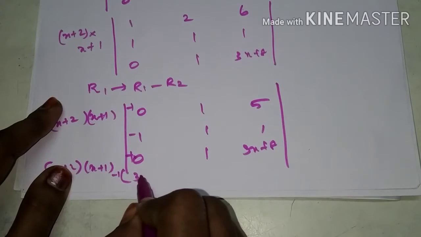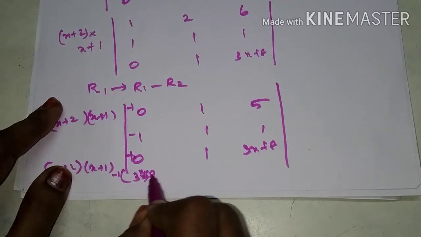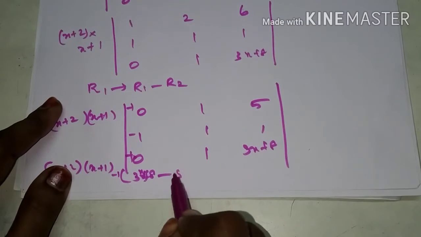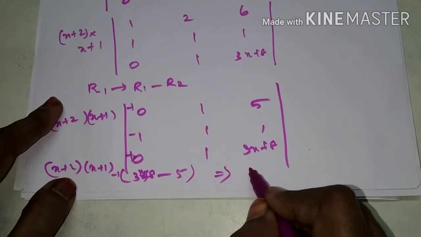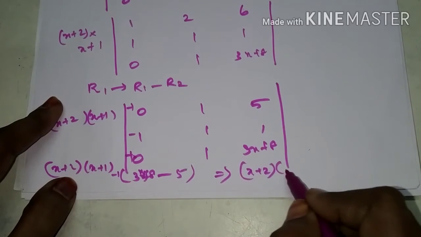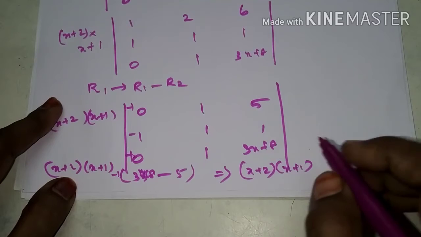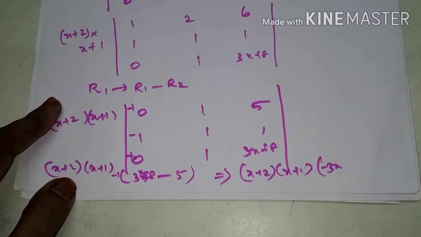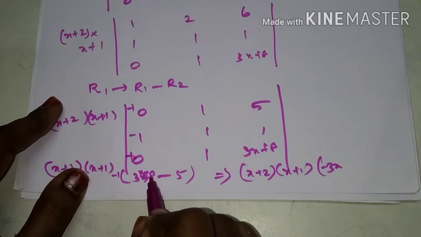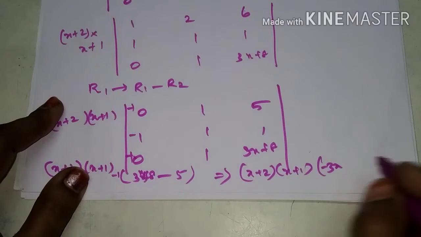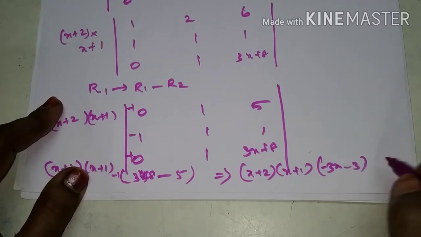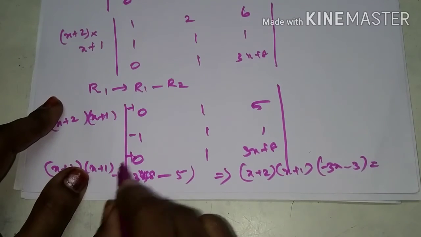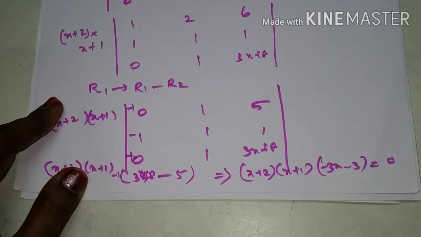We'll get 3x plus 8 minus 5, right? The terms are x plus 2, x plus 1, and the minus has been multiplied. We'll get minus 3x plus 8 minus 5, we'll get 3, and we'll get here minus 3, right? Minus has been multiplied, we'll get 0.